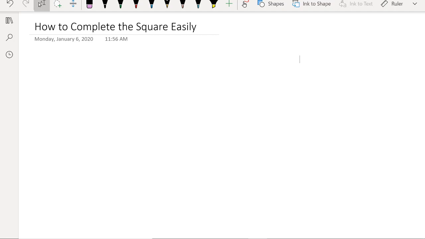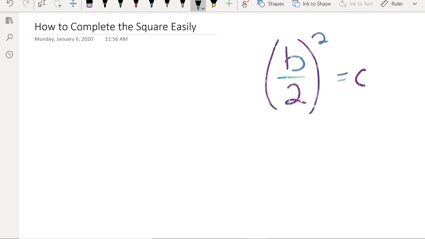We'll see. But let's just jump right into how to complete the square. What you're going to need to complete the square is first and foremost the magic formula. Here's the magic formula: (B over 2) squared equals C. There it is. If you have the magic formula, you can complete the square easily. Boom, there we go. Video done. Just kidding. So all you need though is for real, you need (B over 2) quantity squared equals C.